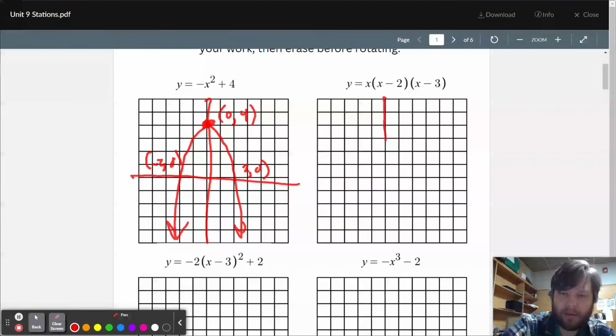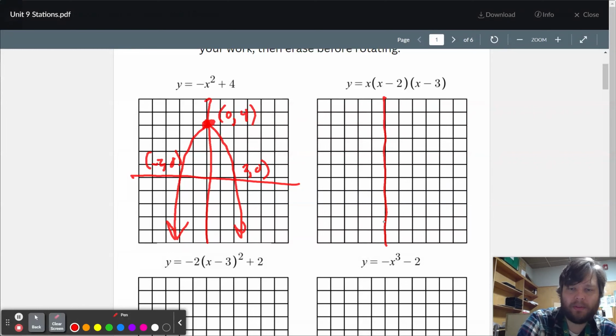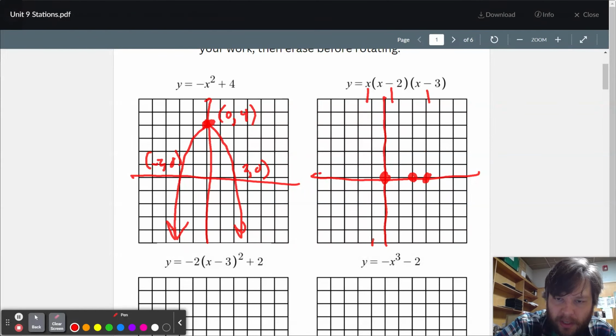The second one is a cubic graph. And a cubic graph has that sort of S shape. And I see that it has 3 different x spots here. And the first one tells me it's going to hit when x equals 0. The second one, x equals 2, because 2 minus 2 is 0. Third one, x equals 3. And I'm just going to make sure I hit through those dots like that. And this is a decent enough sketch of what's happening. It goes a little bit below and it comes up like that.